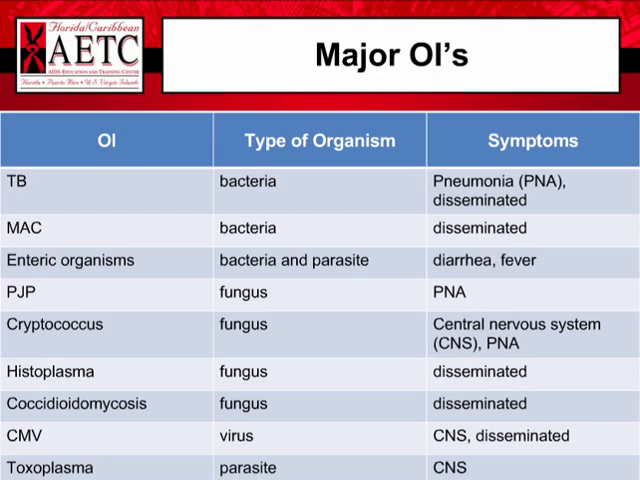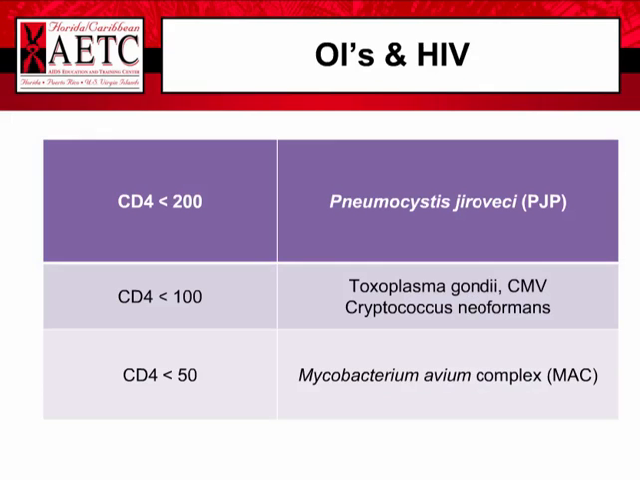CMV is a virus, as we spoke about before, and typically in AIDS patients it causes CNS manifestations, be it meningitis or things like retinitis. And it too can disseminate. It can present as a GI manifestation as well and cause things like colitis and diarrhea. And finally, toxoplasma is a parasite, and we're going to talk about that a bit later, and it primarily causes CNS manifestations as well, either meningitis or an encephalopathy.